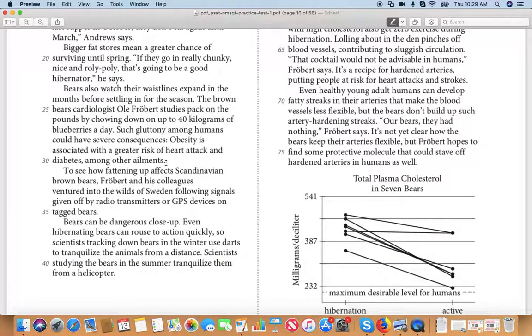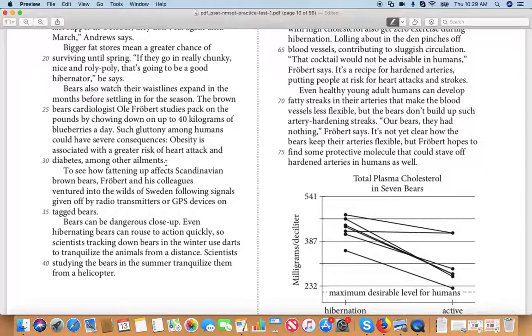Doing great. Bears also watch their waistlines expand in the months before settling in for the season. The brown bear's cardiologist, Ole Frobert, studies bears that pack on the pounds by chewing down on up to 40 kilograms of blueberries a day. Ooh. Such gluttony among humans could have severe consequences. Obesity is associated with a greater risk of heart attack and diabetes, among other ailments.